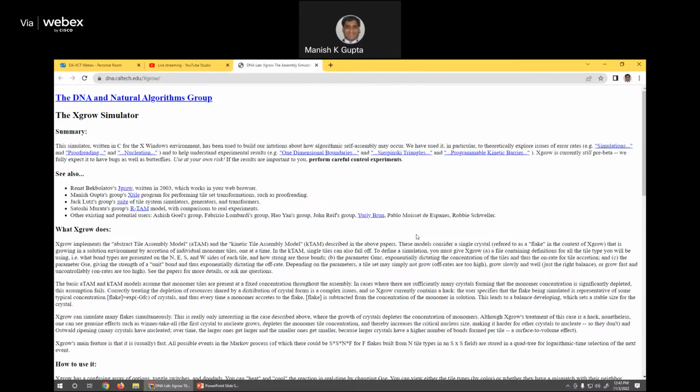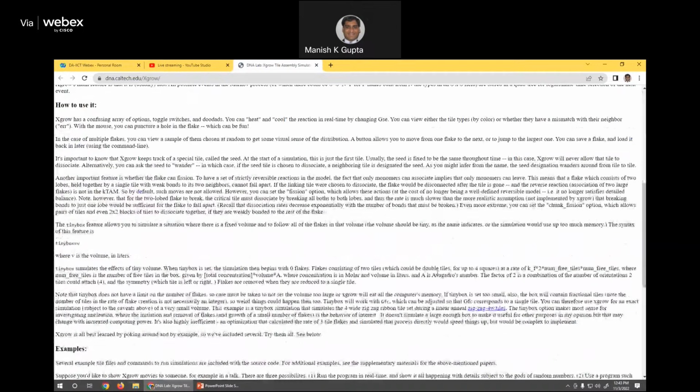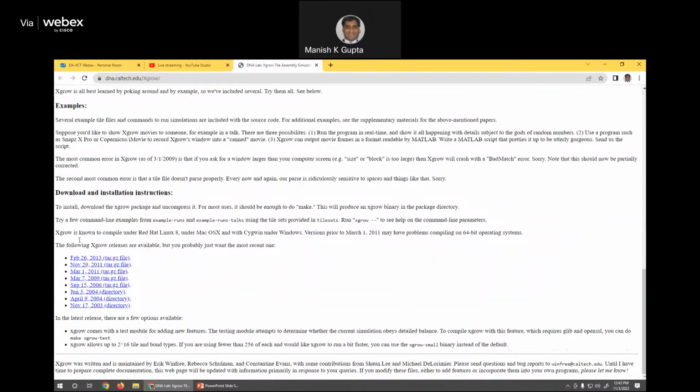So this is the page of the XGrow simulator. All these dot tile files you can simulate here. These are the tarballs which you can download and install. You will require a Linux machine or Apple system. On Windows, you have to again do the simulator and do all this business. You can do that. It requires a special X component. But anyway, let me show you.